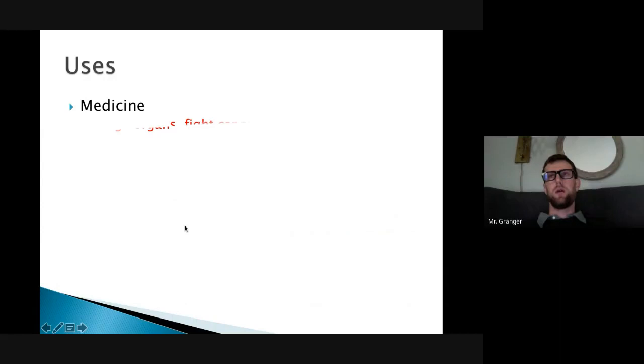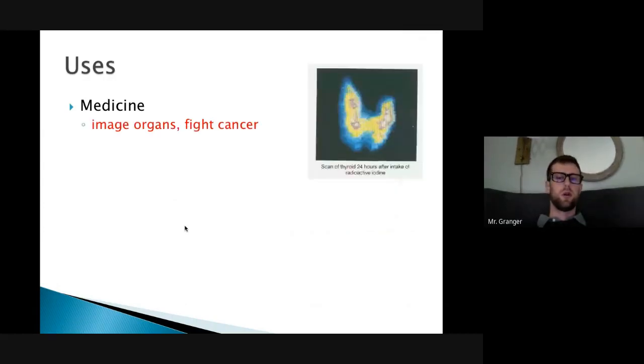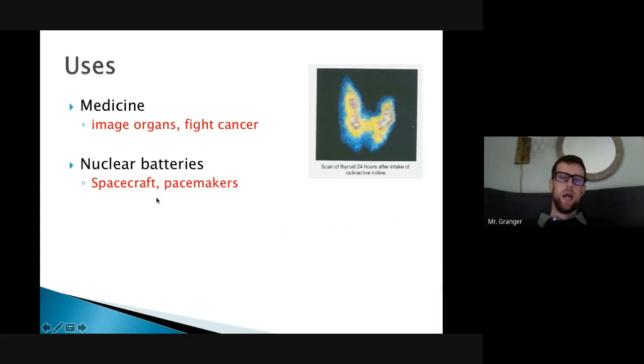So what can we use nuclear chemistry for, or these radioisotopes for? Medicine is one way that these are used in a lot of imaging techniques. They allow for resolution of organs. They also allow for fighting cancer and killing off cancerous cells. The example over here to the right shows a thyroid scan after taking radioactive iodine. So you could see the thyroid due to the radioactive sample of iodine that's taken in.